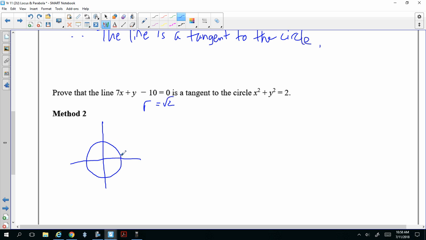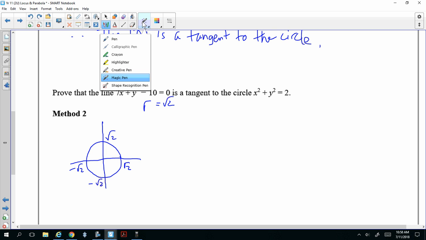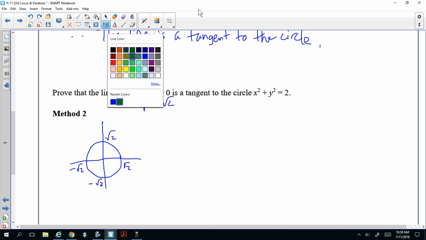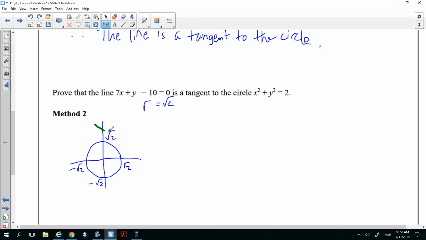Okay, so we got this circle drawn, and then we have some kind of a line drawn here. Let me draw this using a special pen that disappears. So the line could be here, which is not a tangent, or it could cross twice, or it could touch at one point. Now, how do I know where the line is other than sketching? Because the sketching wouldn't help you.